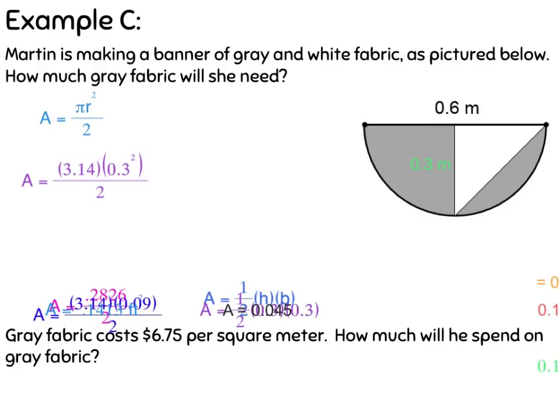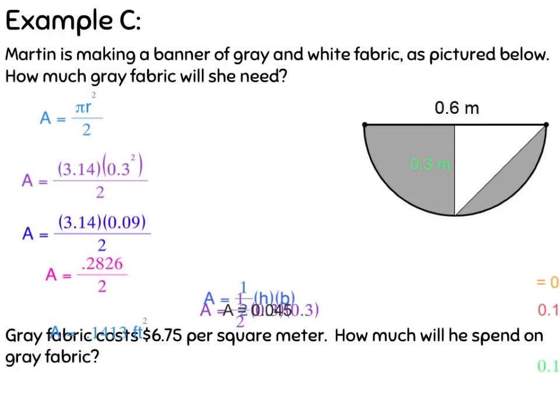We're going to use our order of operations. We're going to square first, and when we do that, we end up with 0.09 times 3.14. We're going to do everything on the top, divide by 2. And when I do that, I end up getting area equals 0.1413 feet.